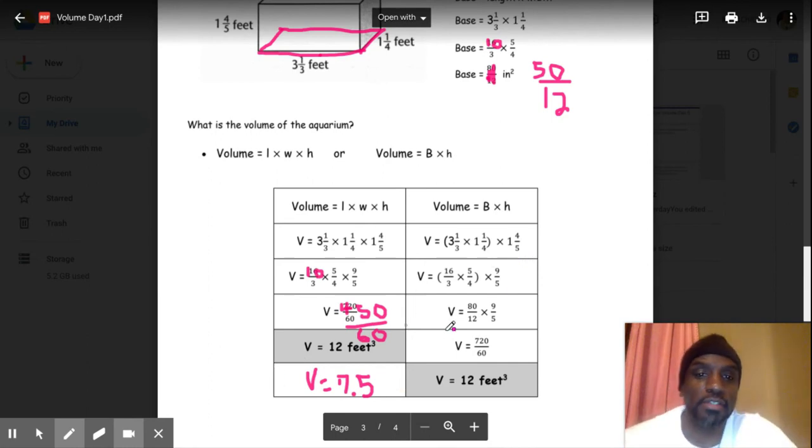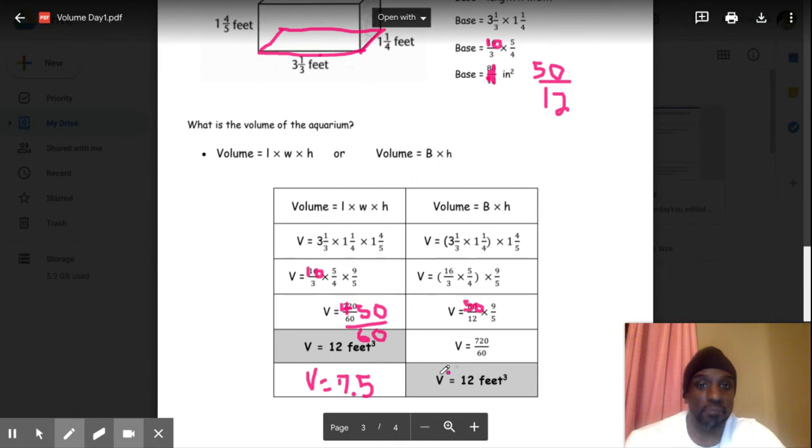Okay, now, so same thing here. The base is the length times the width. We should not have this right here. It should be what's up here. What's up here is base is length times width is 50 over 12. So this should be 50 here over 12. And 50 times 9, as Mariah says, 450. And 12 times 5 is 60. And so the final answer should be 7.5. Okay, this should be 7.5 as well. And this right here is wrong as well. This should be 450 over 60.